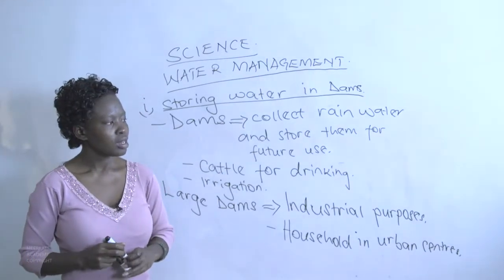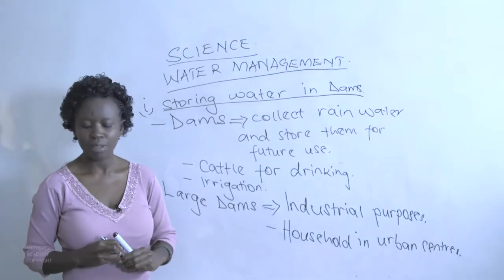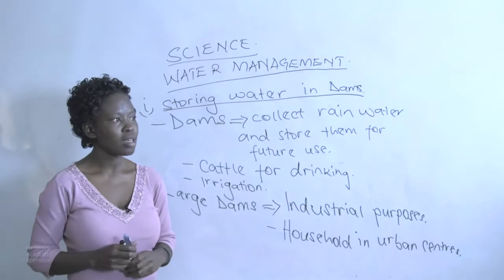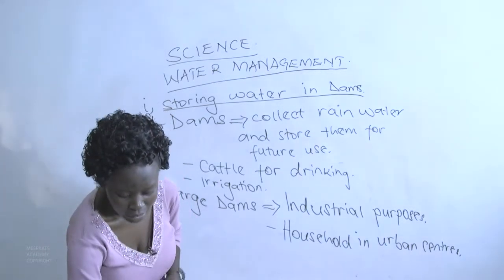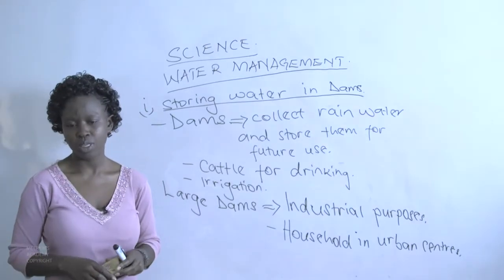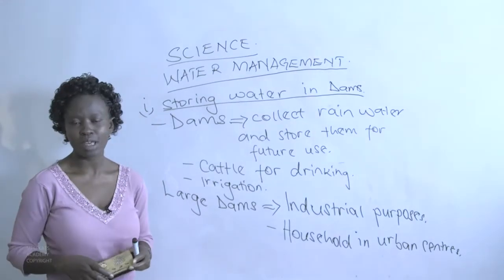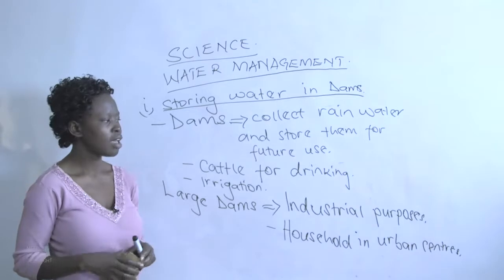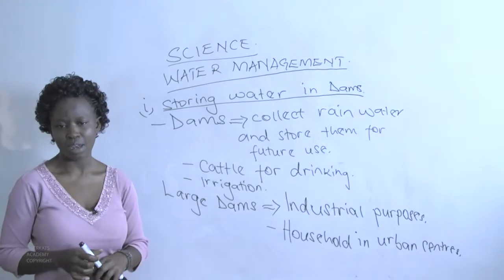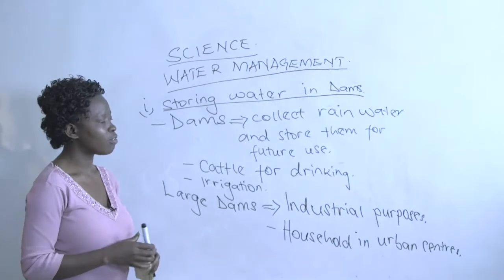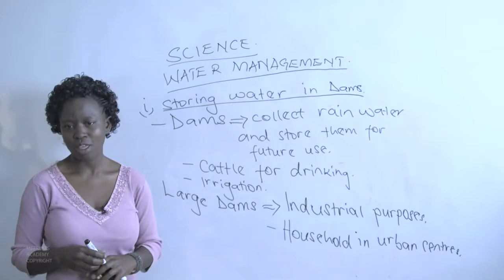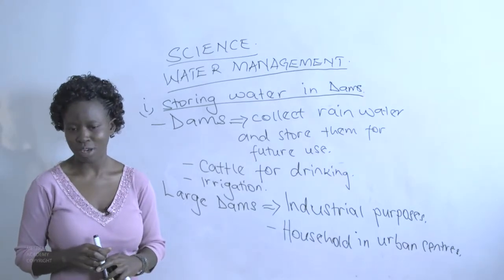Dams definitely interrupt the water cycle as a process. Why? Because the water that is collected in the dams does not flow into the rivers. And since the water does not flow into the rivers, it means surface runoff has been interrupted. So we find that surface runoff has been interrupted, and at the same time, the percolation process is also interrupted.